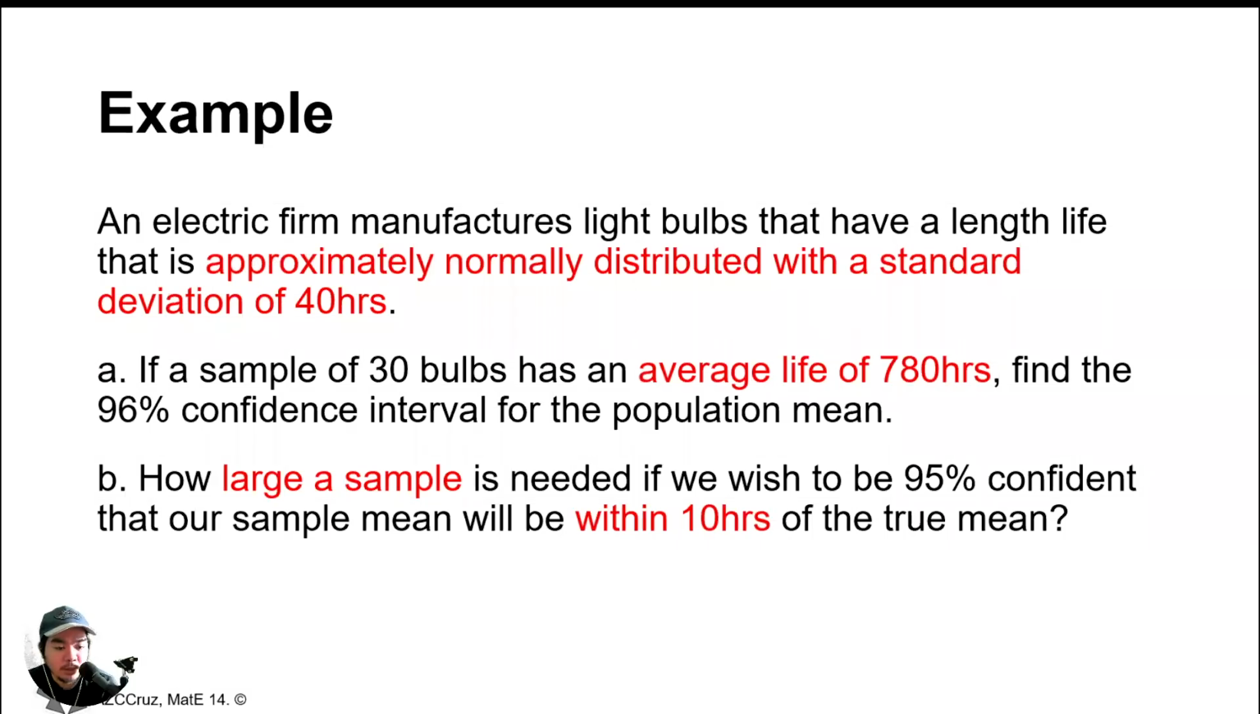this one. Itong part B naman. So how large a sample is needed if we wish to be 95% confident that our sample mean will be within 10 hours of the true mean? Okay? So ang sinasabi ng problem is ilang samples dapat kukunin ko such that yung average na makukuha kong value is within plus minus 10 of the true average dapat.